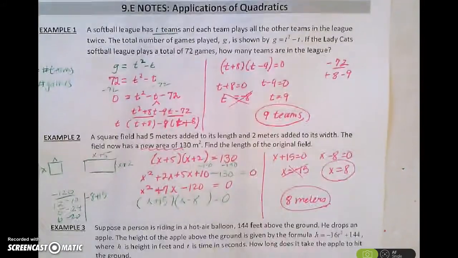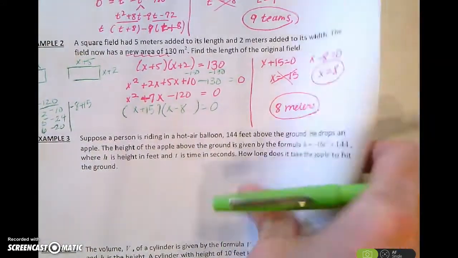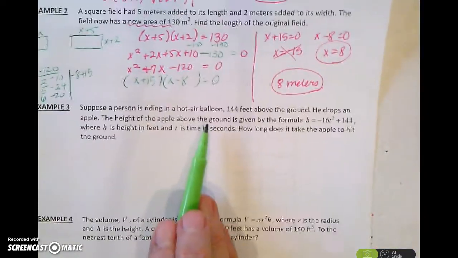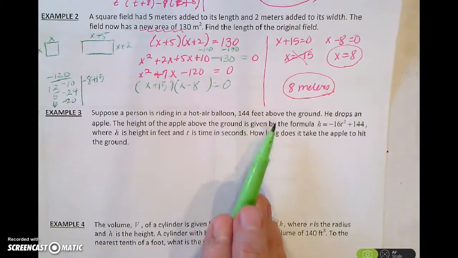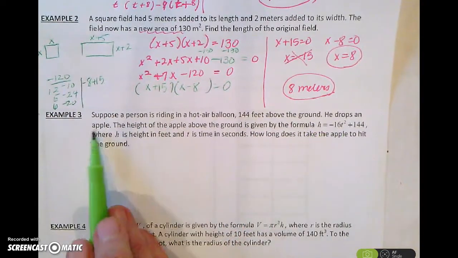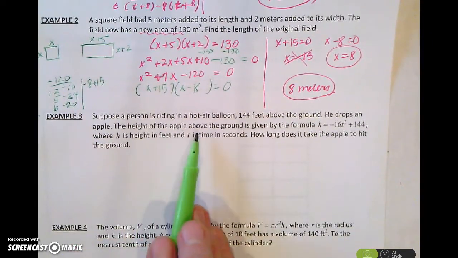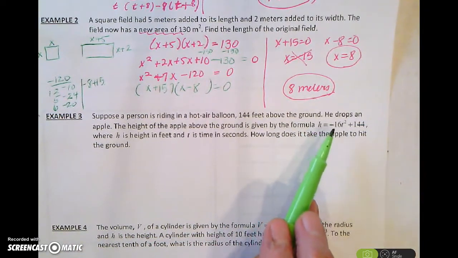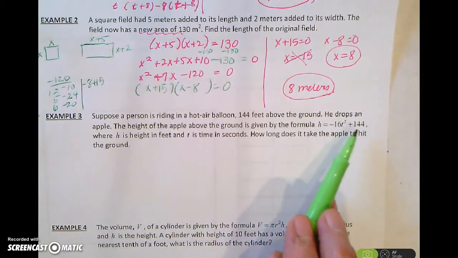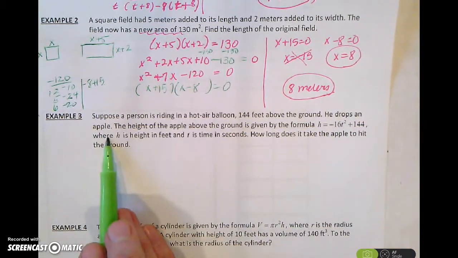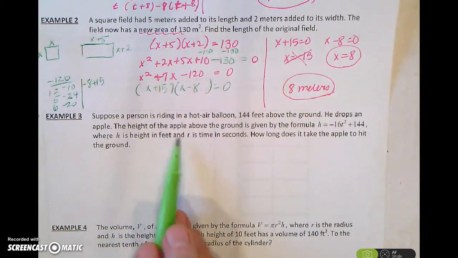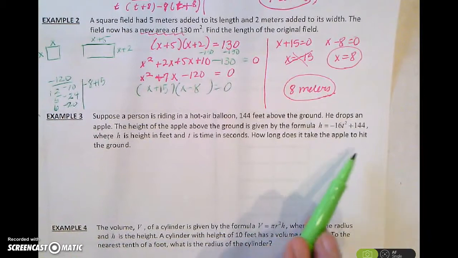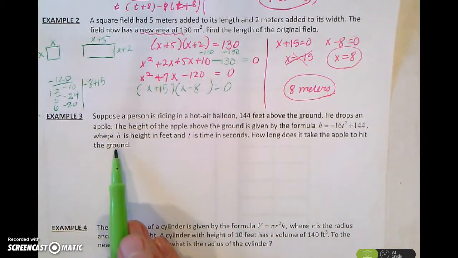So the second video for the 9E notes, I will begin with example 3 here. Suppose a person is riding in a hot air balloon 144 feet above the ground. He drops an apple. The height of the apple above the ground is given by this formula: the height, h, is equal to negative 16t squared plus 144, where h is the height in feet and t is the time in seconds since it's been dropped. How long does it take the apple to hit the ground?